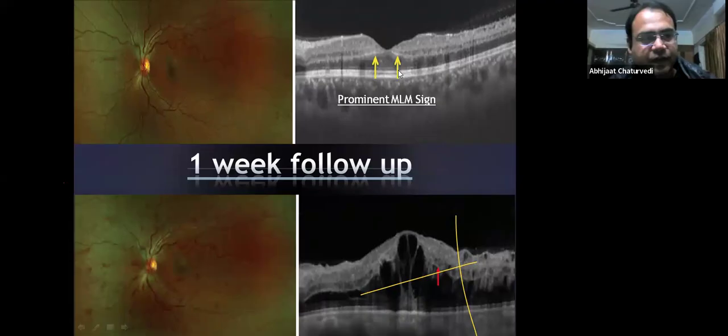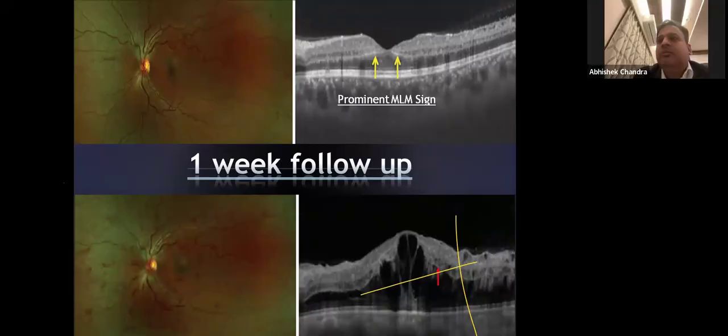What is showing here? So initially, when I was telling you about the anatomy, I told you about a green line, that there's a middle limiting membrane as well between the plexiform and nuclear layers.